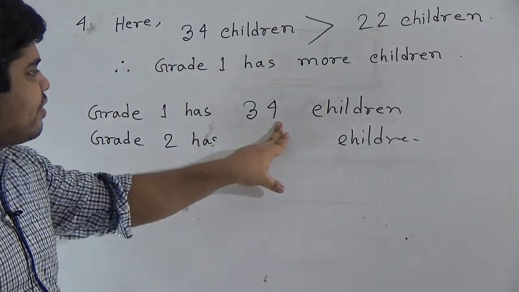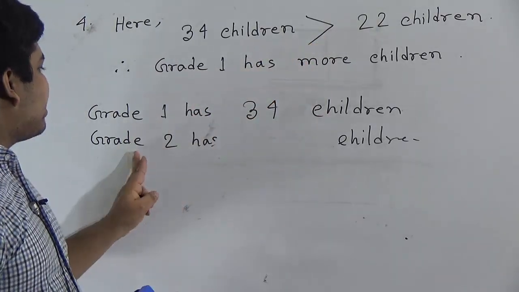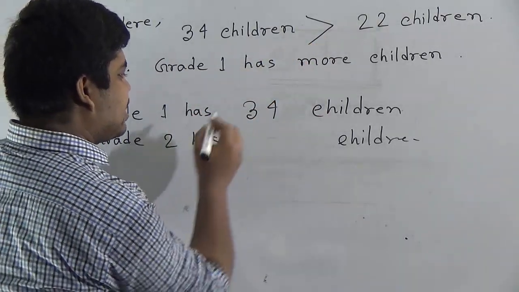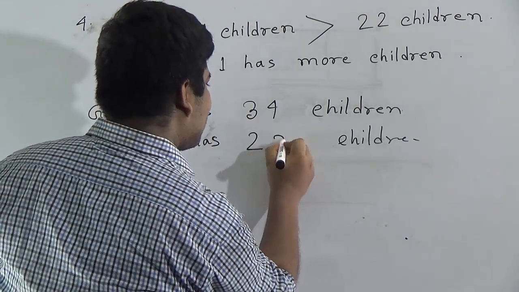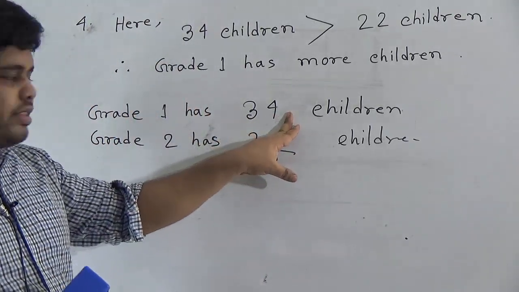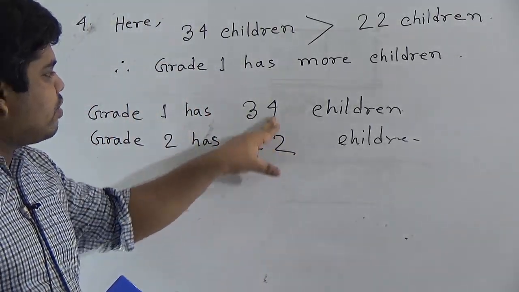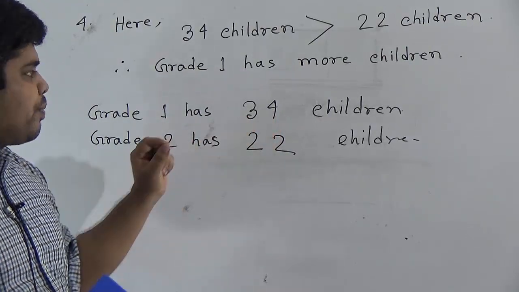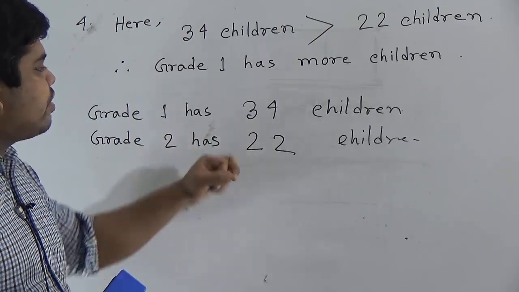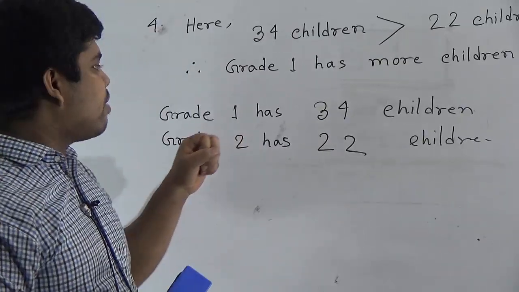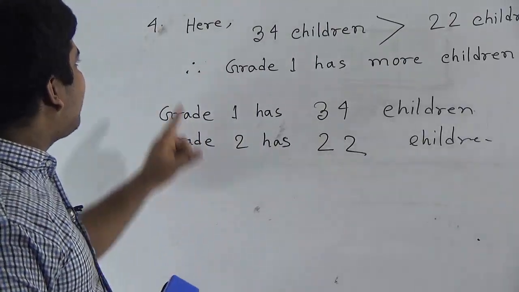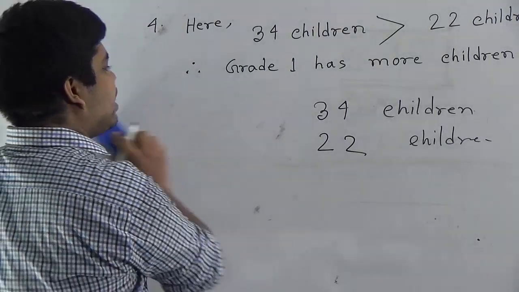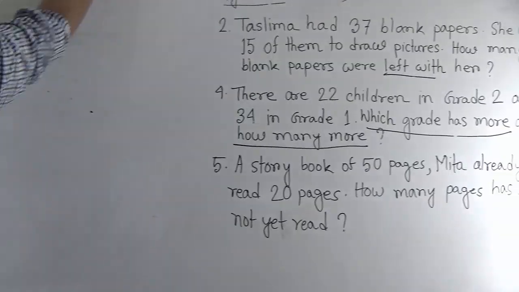Okay, here 34 children. So, grade 2 has 22 children. Write just the number under 34. That means 2 under 4 and 2 under 3. I hope you have understood how to write in your CW copy. Okay, so our question 4 is done. Then we shall solve question number 5.